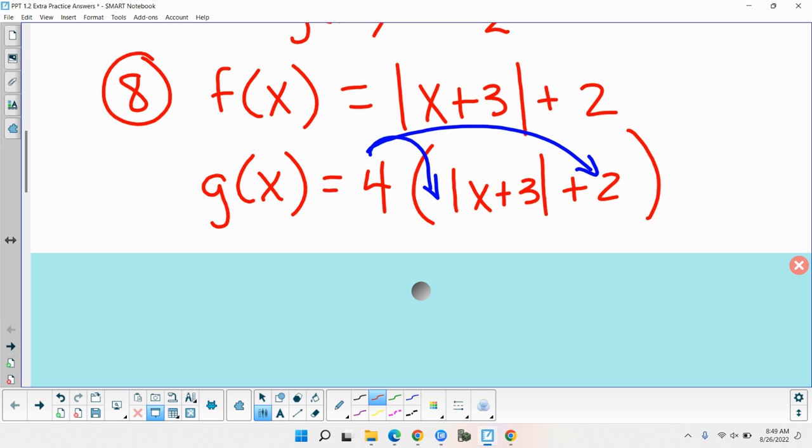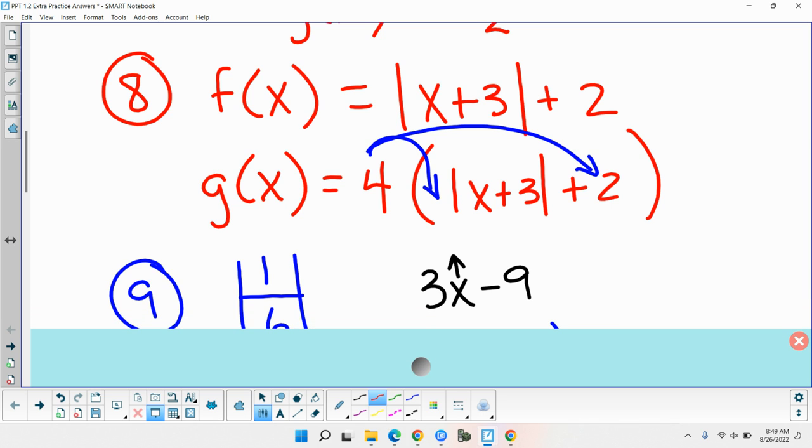Okay, so 8, a vertical stretch by a factor of 4. So we multiply 4 times the whole thing. And the 4 can go in front of the absolute value, but we don't take it inside. Remember, we don't distribute into an absolute value. But you still can distribute the 4 times the 2. And I didn't finish that. I don't know why. So it's 4 times the absolute value of x plus 3, and then plus 8 would be our final function there.